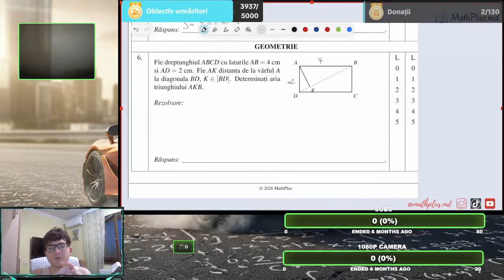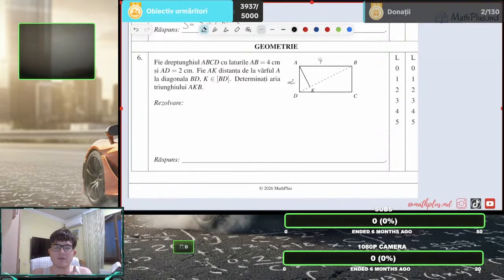So we got this rectangle, ABCD, and AB is 4, AD is 2. AK is the distance from A to the diagonal BD. As far as I see, it's a 90-degree angle at K, as it's on BD. Looks like it's perpendicular. So basically you have to find the area of the triangle AKB, not of the rectangle, of the triangle AKB. This is what I need to find.